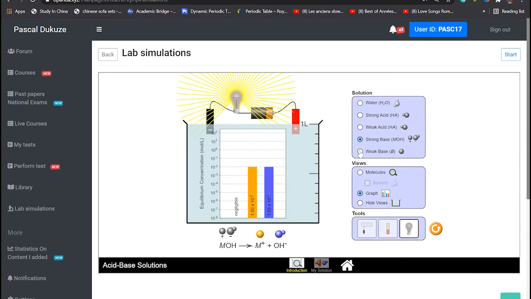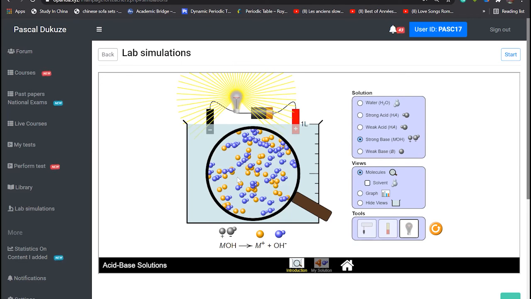And what happens with the weak base? Before we look at the weak base, now let's remove the graphs and we go to the molecules. You see, the molecules, we don't have any combined form. In the dark gray here, we don't have any combined form. Everything we have, it's only the yellow and the blue, the dissociated form. So this is a strong base because it dissociates completely.